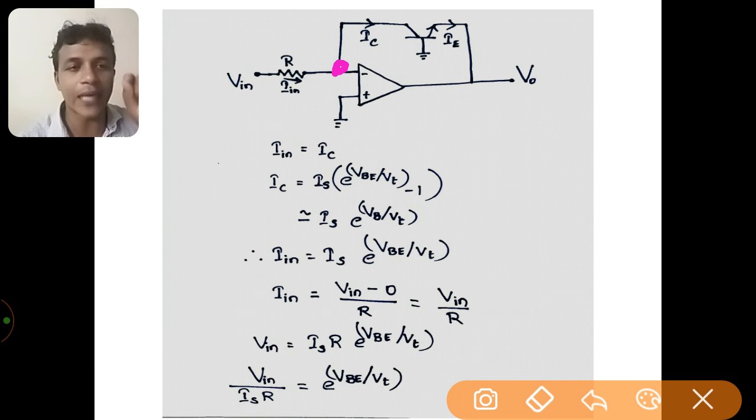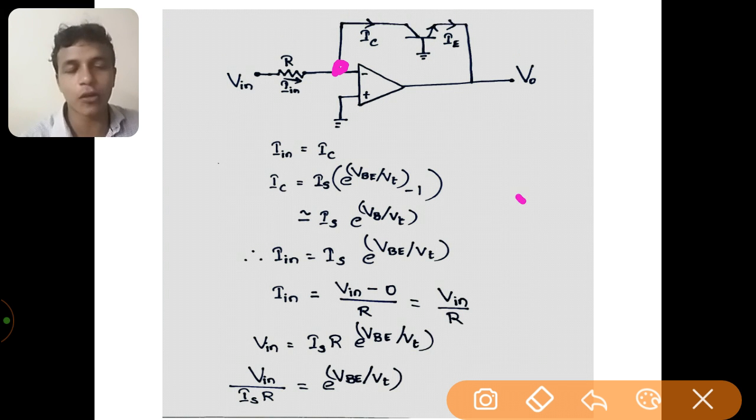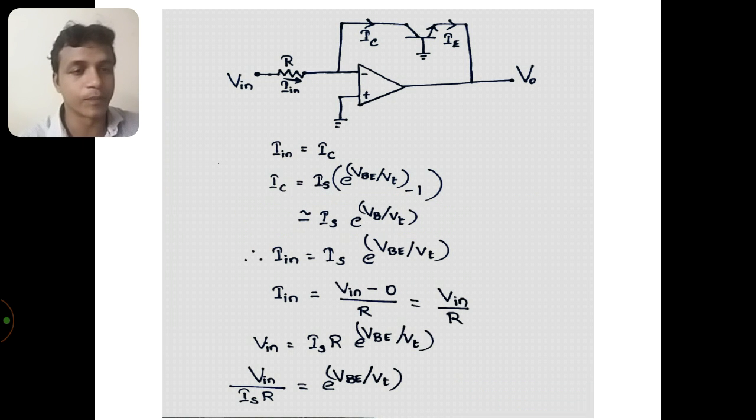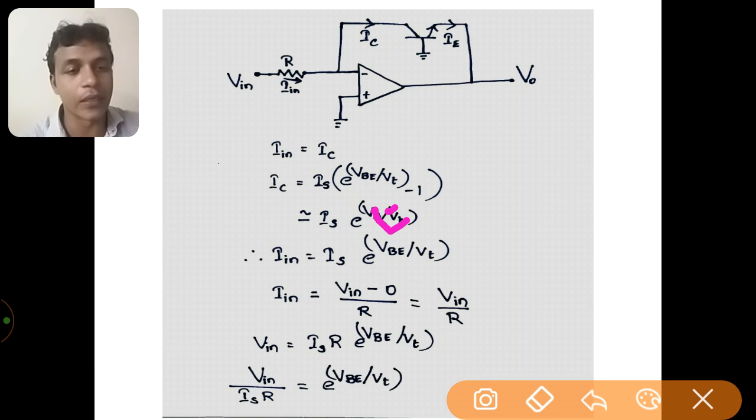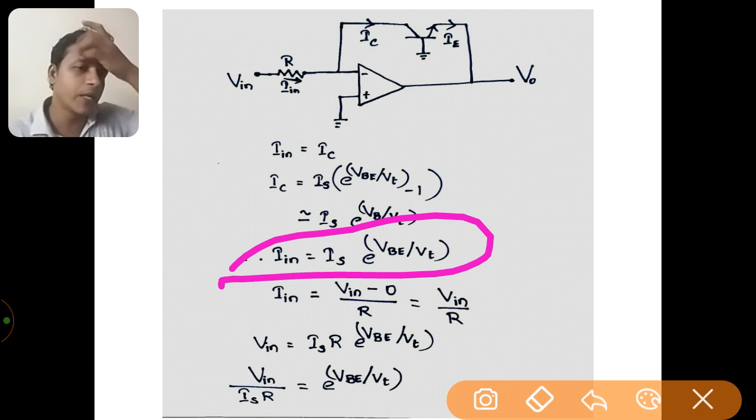So the voltage that appears here is the voltage between base and emitter. That is the only voltage that appears across the BJT. There is no collector base voltage, so the collector base voltage is also 0, and the base emitter voltage VBE is the only thing available. So the collector current IC is approximately equal to IS into exponent of VBE divided by VT. Again, we know that the collector current and the input current are one and the same. Therefore we can write IN equal to IS into exponent of VBE divided by VT.